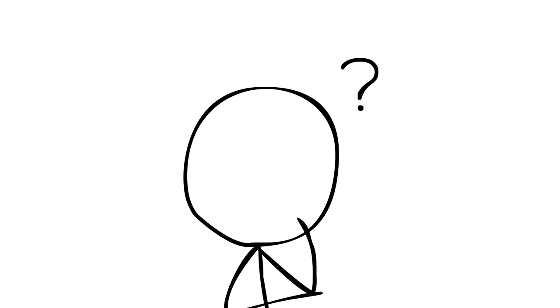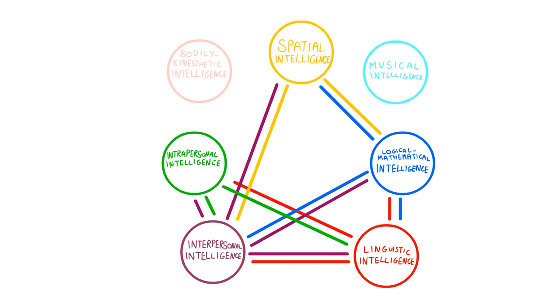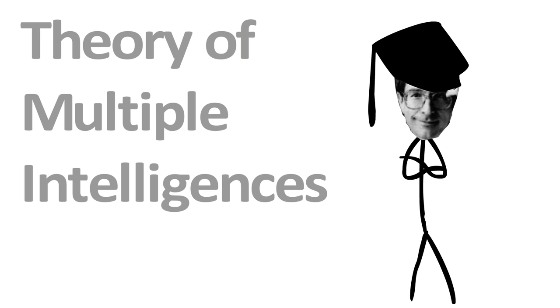So, what do you think? Does the fact that a lot of Gardner's separate intelligences are actually related to each other discredit his theory? Or do you think he might be onto something after all? You decide. If you think I've made any mistakes in this video, or know of any good counter-research, let me know in the comments. Or send me a message. We'll talk about it. Just you and me.